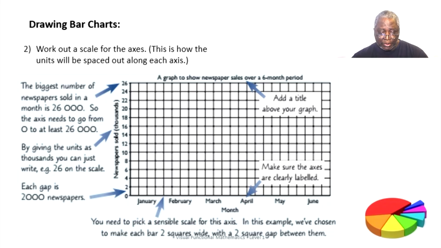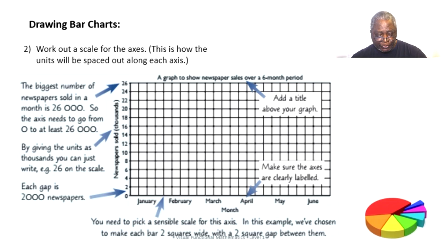Now note that you have to make your bar charts consistent. In other words, if you look at the squares, after the first square, which is on 0, January takes 2 columns. And then you leave 2 columns, you go to February, leave another 2 columns, you go to March until you get to June. So the drawings will be consistent and easy to understand. Okay? You need to pick a sensible scale for this axis. In this example, we've chosen to make each bar 2 squares wide with a 2 square gap between them.